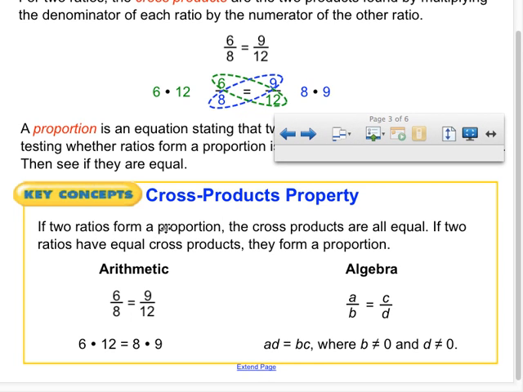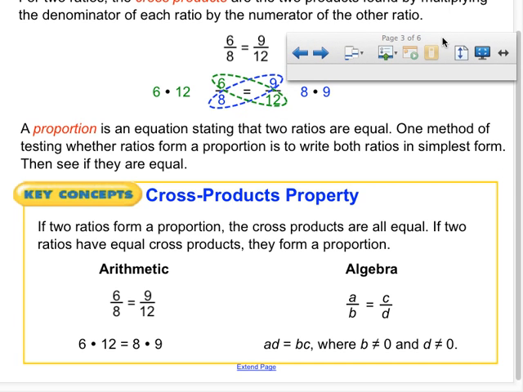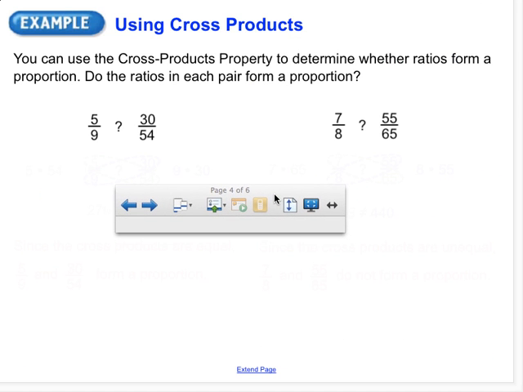Now, key concept: the cross product property. If two ratios form a proportion, the cross products are equal. If two ratios have equal cross products, they form a proportion. Here's our arithmetic example that we just worked out, and algebraically, it's the same as earlier. Two ratios are a proportion if they are equal and the denominators do not equal 0. That's undefined. Now that we've seen the last key concept of this lesson, moving right along, we're going to use cross products to test these two sets of ratios.